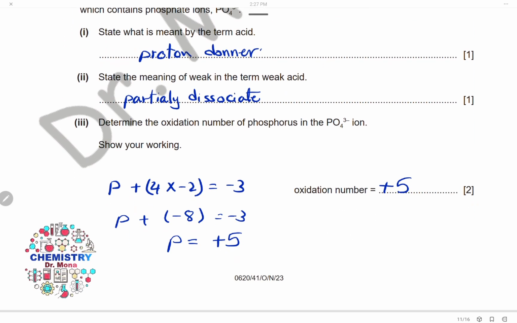Determine the oxidation number of phosphorus in the phosphate ion. Here we have the phosphate ion has a total charge of -3. That means the oxidation number of phosphorus plus the oxidation number of the 4 oxygens will have a total value of -3. So we will have the oxidation number of phosphorus plus 4 oxygen. That means 4 times -2 because the oxidation number of oxygen is -2. That means phosphorus plus -8 equals -3. So the oxidation state of phosphorus will be +5.